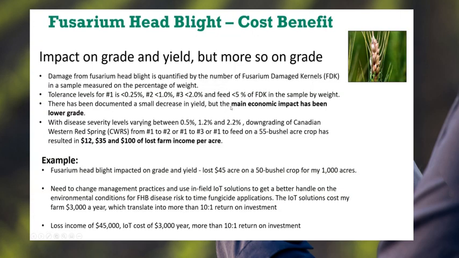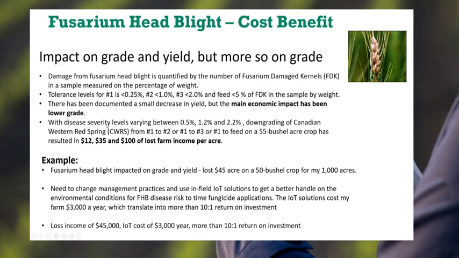So the impact of Fusarium is quite high on a crop in terms of the cost. It does impact, as we said, the grade, in particular in yield, but more so on the grade. So in Canada we talk about FDK, or Fusarium damaged kernels, and we measure it on a percentage by weight. So there's tolerance levels for number 1, number 2, number 3 and feed of FDK by sample weight. There's been a documented small decrease in yield, but the main economic impact, of course, is downgrading to a lower grade.